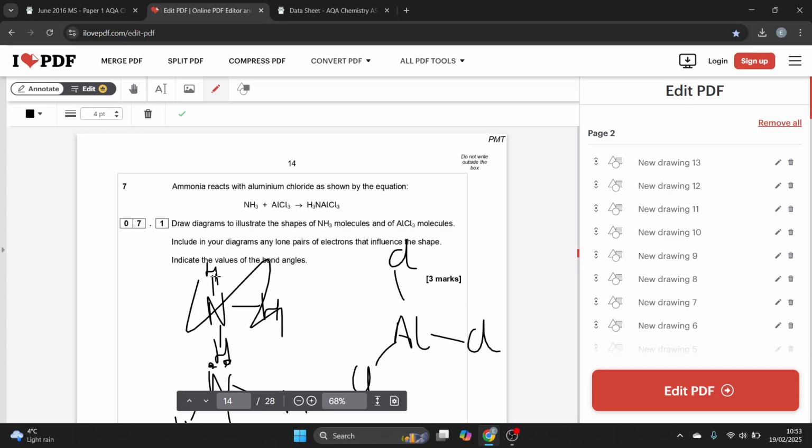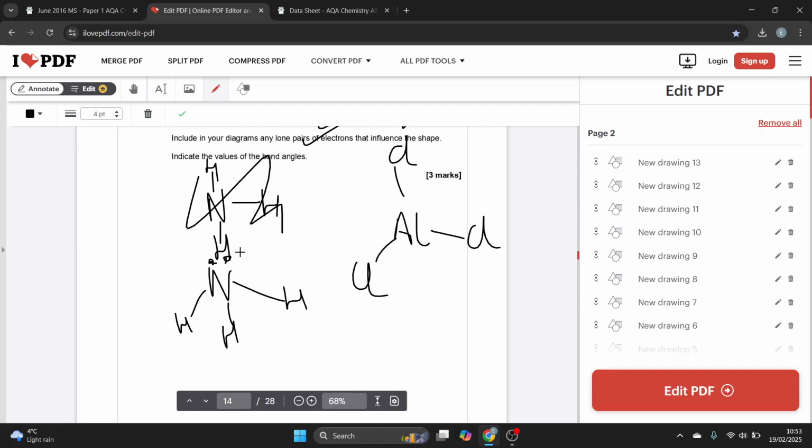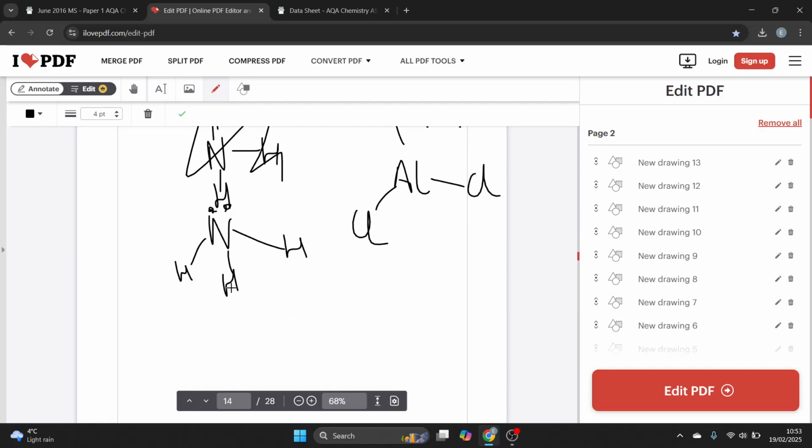Then it says draw diagrams to illustrate shapes, including any lone pair of electrons, and indicate the values of the bond angles. So in this case, it's going to be NH3 with a lone pair of electrons, let's say 107 degrees. In this case, 120 degrees.